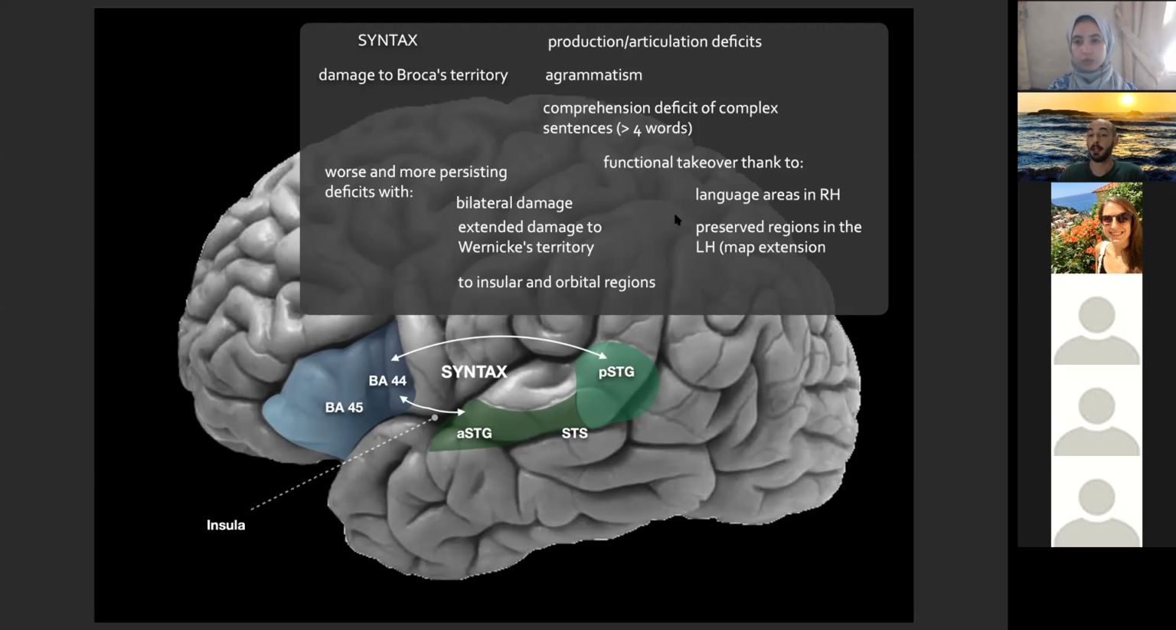So no wonder that if you have bilateral damage, your symptoms are going to be more persistent, because you are literally blocking this interhemispheric takeover. But there is another thing that happens, what has been called map extension. Preserved regions in your left hemisphere, which are close to the regions that have been damaged, are going to start doing that job. There are a couple of reasons why this might happen.